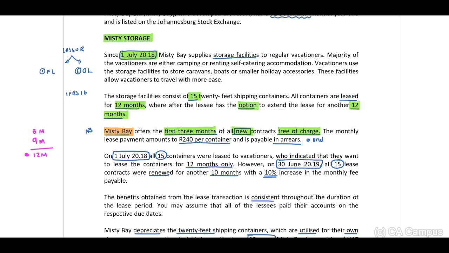They indicate to us the monthly lease payment amounts to 240 Rand per container and is payable in arrears, therefore at the end of each month. On 1 July 2018, all 15 containers were leased to vacationers who indicated that they want to lease the contract for 12 months only. This is important, 12 months only. However, on 30 June 2019, all 15 contracts were renewed for another 10 months with a 10% increase in the monthly fee payable. Okay, so guys, bear with me.